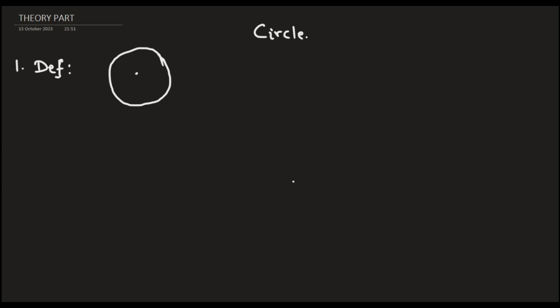So this point O is the fixed point, and this point P is the moving point. Now this moving point has the coordinates, suppose x comma y, and the fixed point having the coordinates a comma b. All of you know that when you join the moving point and this fixed point, this distance is known as the radius.